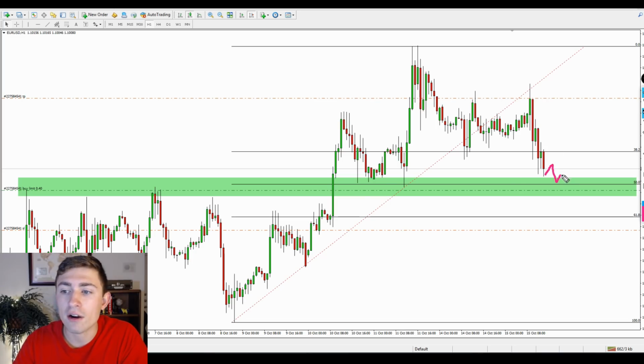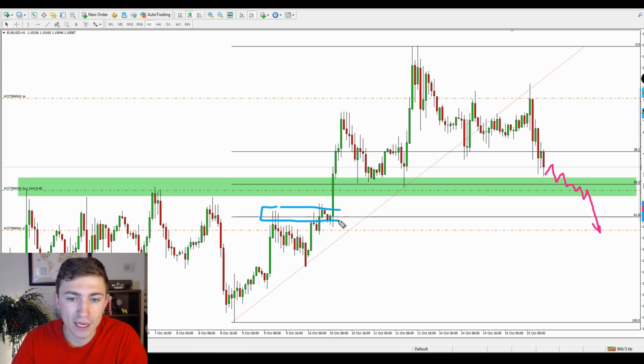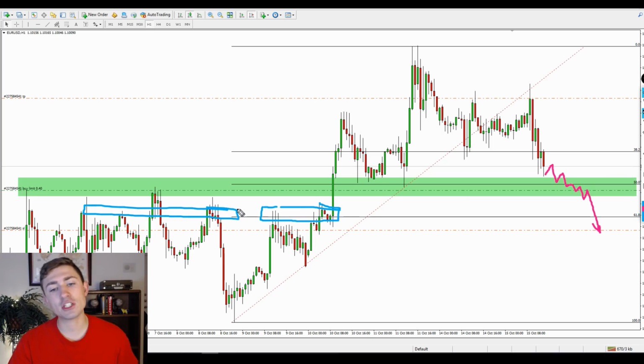If we're wrong here and this entry does not go as we wanted it to, then we're just going to stop out of the trade under here. You can see we've got that 61.8. So I did want to give the trade the chance to catch a bounce at that 61.8 level. You can see there's also some support in that area that may have a chance of holding, right? So I want to give the trade a little bit of room.